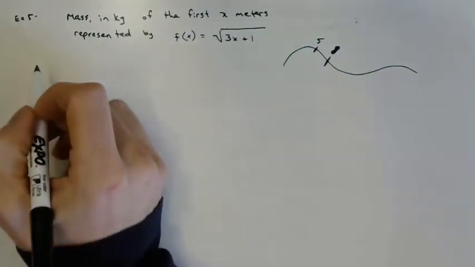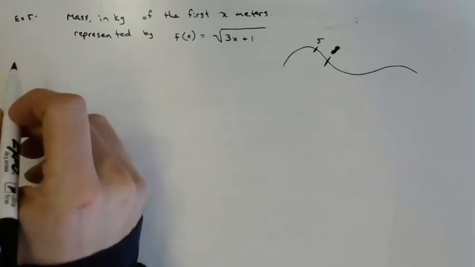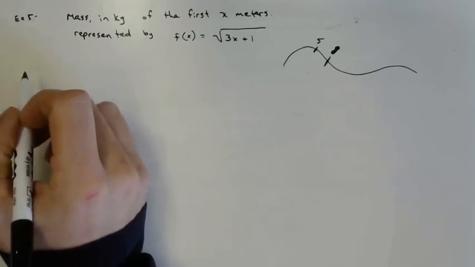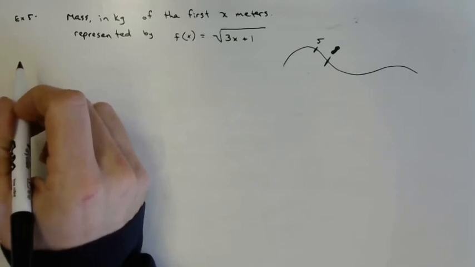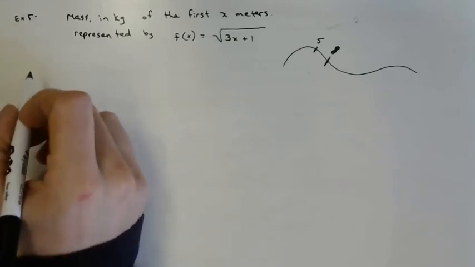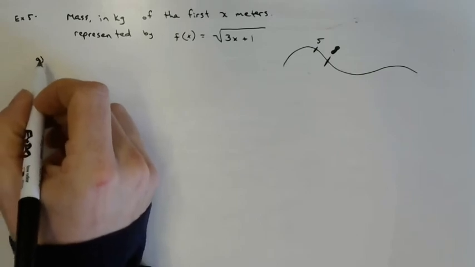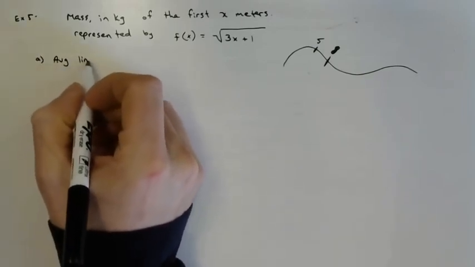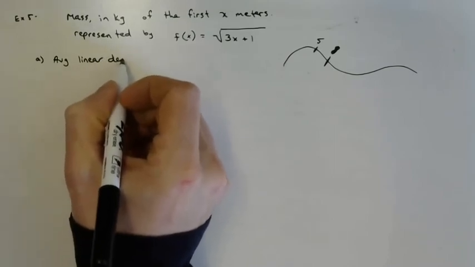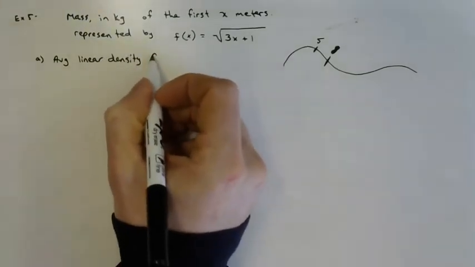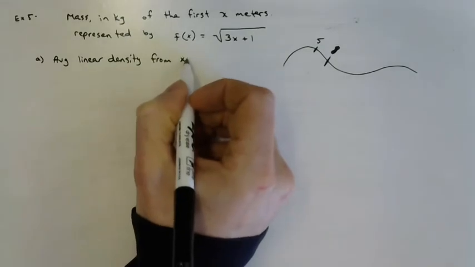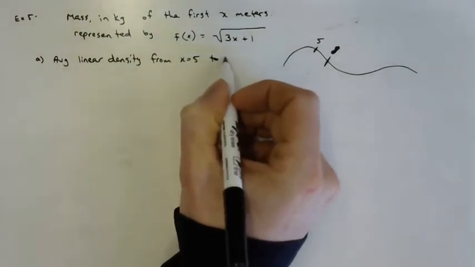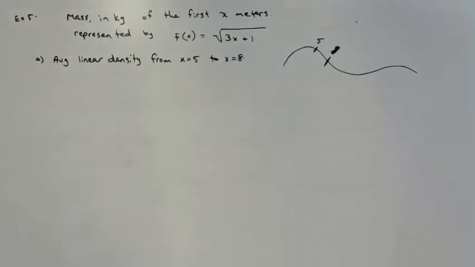And we're going to get the average linear density. And then we're going to determine the linear density at those points and find out what we can about this wire. So A, average linear density from x equals 5 to x equals 8.